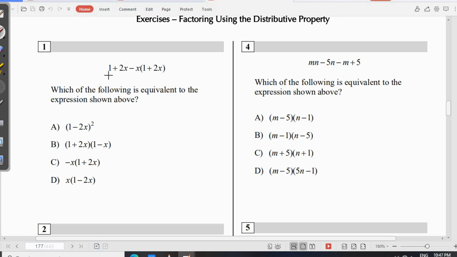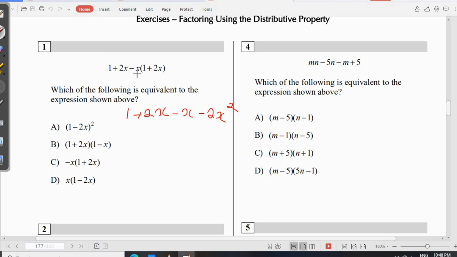We'll explain what that is. So 1 plus 2x minus x minus 2x squared.